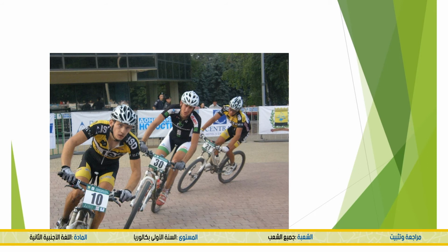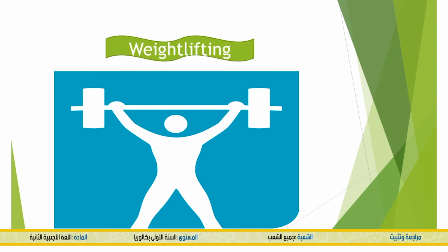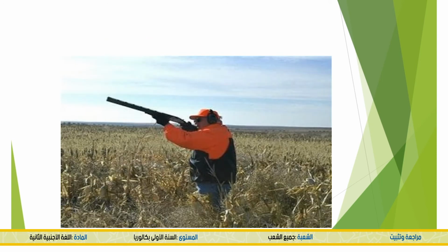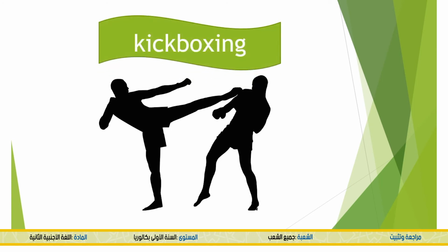What about this one? This is cycling. Do you like cycling? I do. Cycling. What about this one? Exactly, weightlifting. And this one? An outdoor hobby. Fishing. Hunting. What about this one? Yes, Badr Hari. Exactly. Kickboxing.